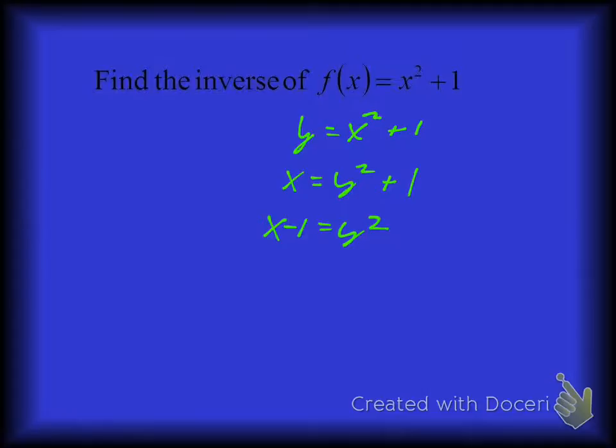So you square root both sides. Okay, so you square root x minus 1. So the square root, let me go back to green, of x minus 1 equals just y. Rewrite into function notation, f -1 of x equals the square root of x minus 1.